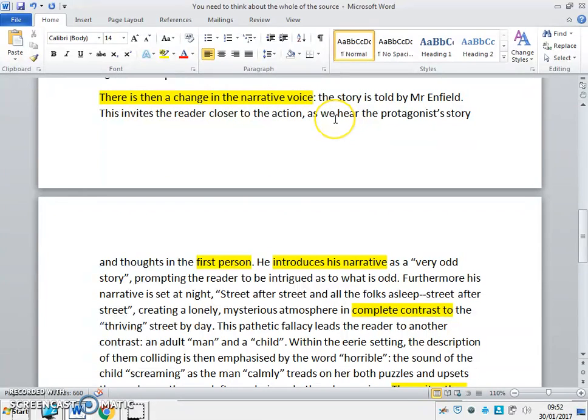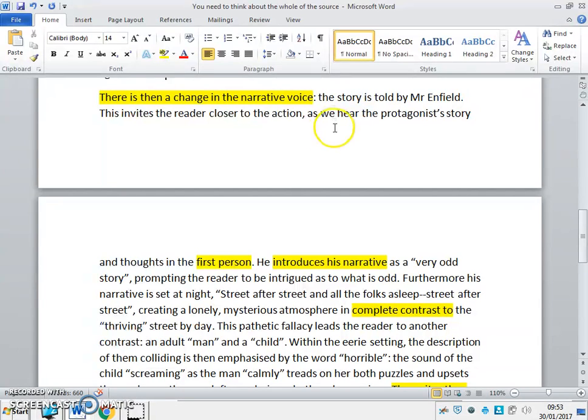Okay, in this particular extract, the narrator suddenly kind of has Mr. Enfield tell the story himself. So there's a change in narrator. If that's there, they want you to see it. So it starts out with somebody like the writer writing the story, and suddenly it changes to Mr. Enfield saying, oh, let me tell you a story.